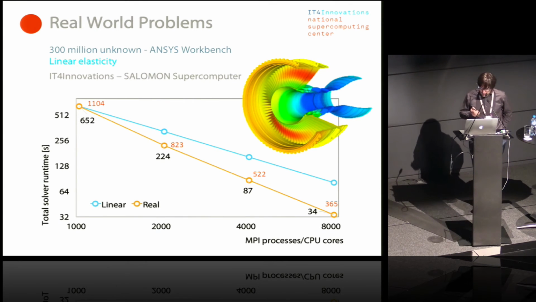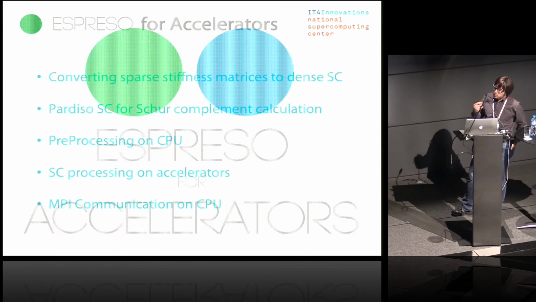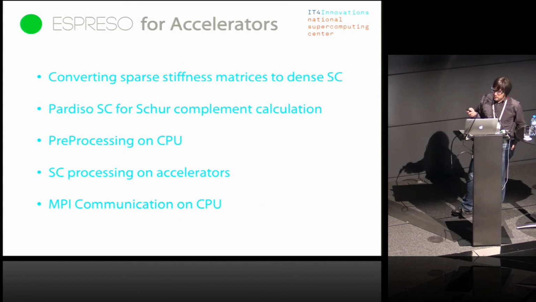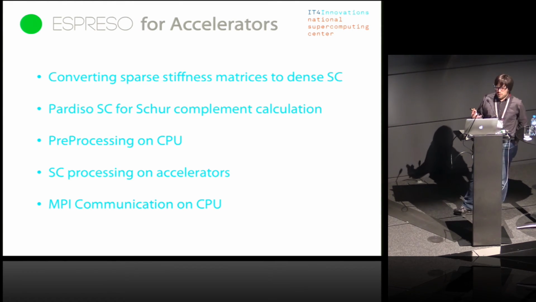Okay, very briefly, I just want to show that ESPRESO also supports accelerators. We have support for both GPU and Intel Xeon Phi. Since the accelerators don't work very well with sparse matrices, we have to convert the sparse stiffness matrices into dense local Schur complements. So we calculate the local Schur complements for each subdomain, and then we use the Schur complements on the accelerator.